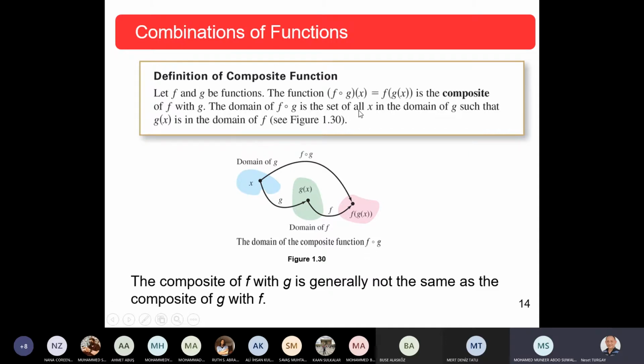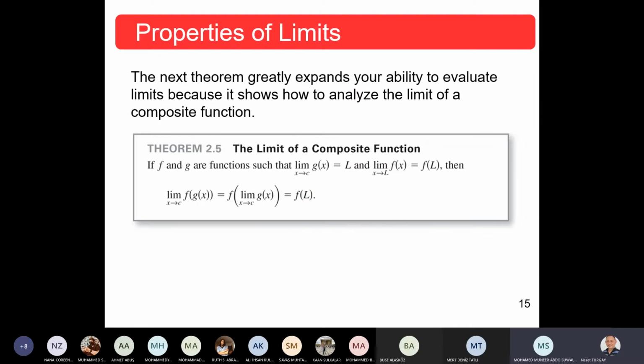The domain of f ∘ g is the set of all x in the domain of g such that g(x) is in the domain of f. These are technical details. The composite of f with g is generally not the same as the composite of g with f. Now, why do I want to remind you of this? In your book, there is a theorem I wanted to tell you about.